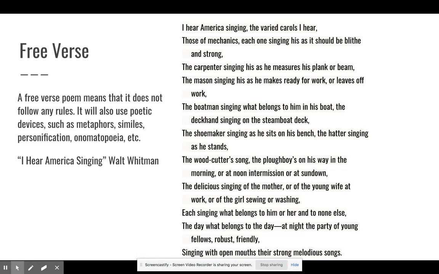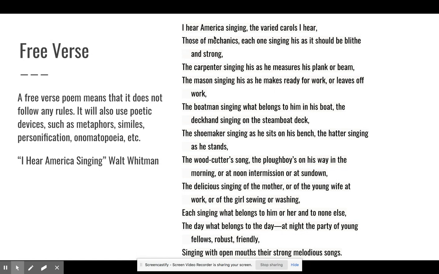Their strong, melodious songs. So you'll notice in this poem it doesn't rhyme. It doesn't have a certain number of syllables or anything like that. But what it does here, it includes a lot of imagery. So if we look at the first line of this song, I hear America singing the varied carols I hear. So instantly right there we have that sense of imagery, imagining hearing different Americans. But then we have personification.